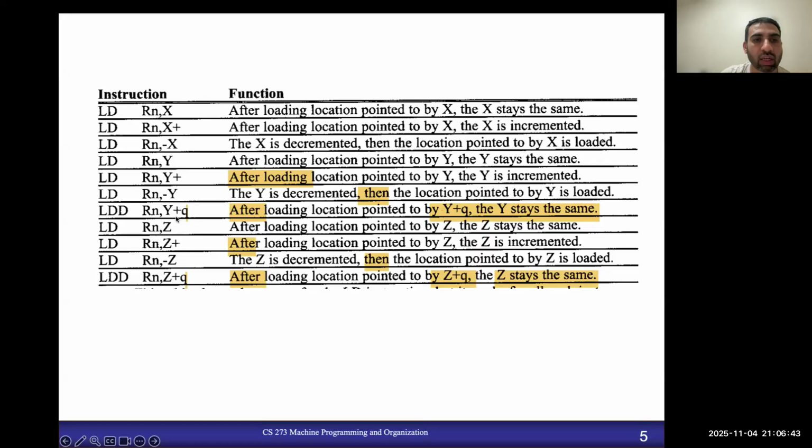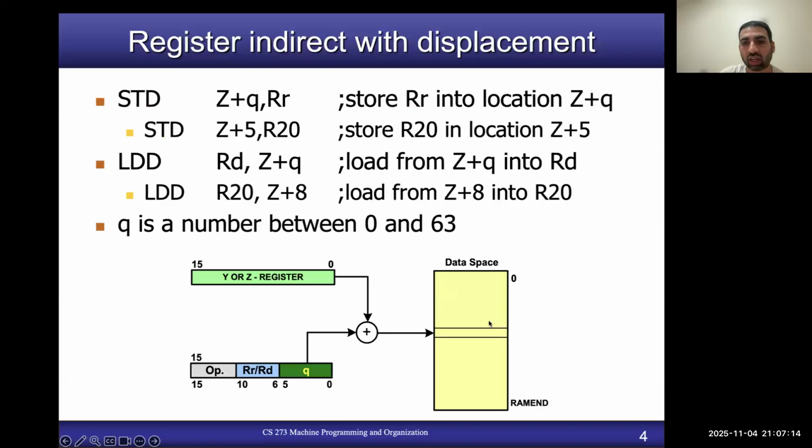Similarly, when you are using load direct with load with displacement, so when you are saying Y plus Q, what happens is that after loading the location pointed to by Y plus Q, Y stays the same. So Y is not changed. Remember, in Y plus and minus Y, the value of Y is changed after the instruction, but in LDD, the value of Y is not changed. You can also see it from this figure here.